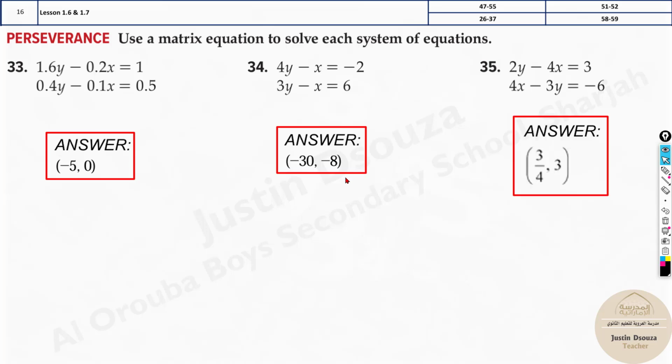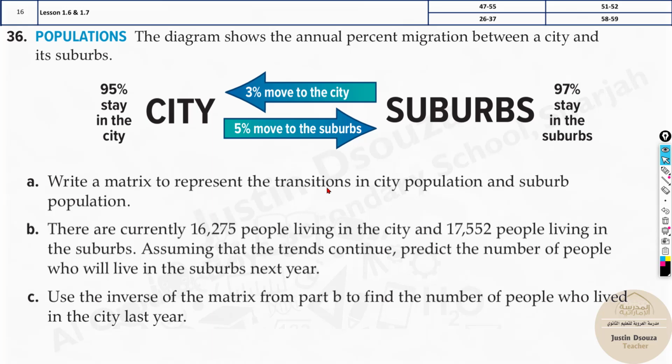Here there are plenty of same problems. Use the Cramer's rule and solve them. And we are at the last type of problems. The diagram shows the annual percent migration between a city and its suburb.